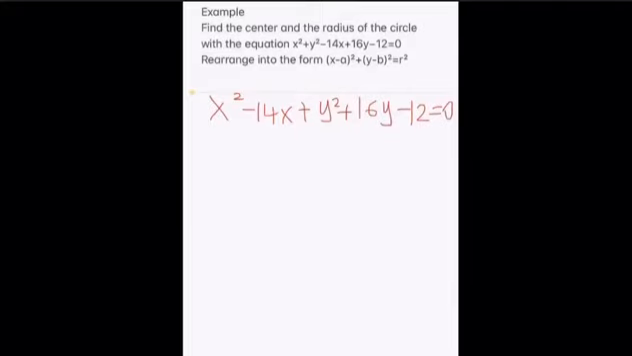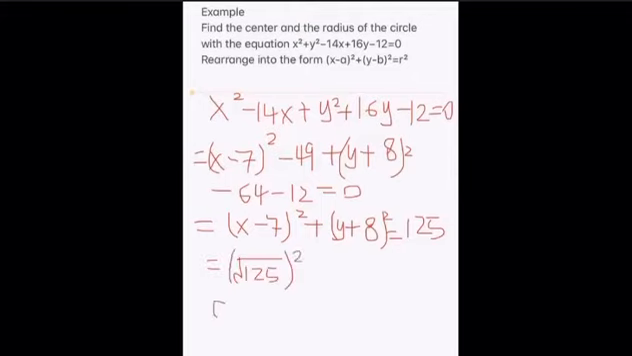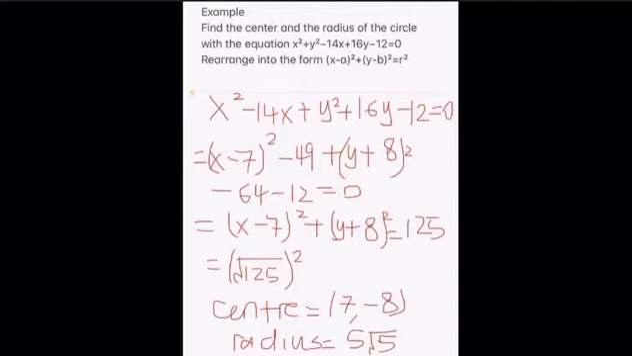And at last, you end up with (x minus 7) squared plus (y plus 8) squared equals 125. So the center is (7, negative 8), and the radius is the square root of 125. And you know that 125 can be found by multiplying 5 and 25. So the square root of 25 is 5, so the radius is 5 square root of 5.